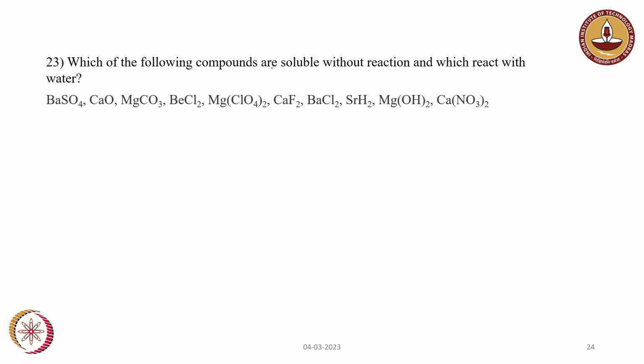The next question is which of the following compounds are soluble without reaction and which react with water? So some of them are sparingly soluble. So heavier alkaline earth metal salts will be sparingly soluble. So it will be barium sulfate, magnesium carbonate, magnesium hydroxide, and calcium fluoride. So these will be sparingly soluble salts, and those are soluble but without reaction.